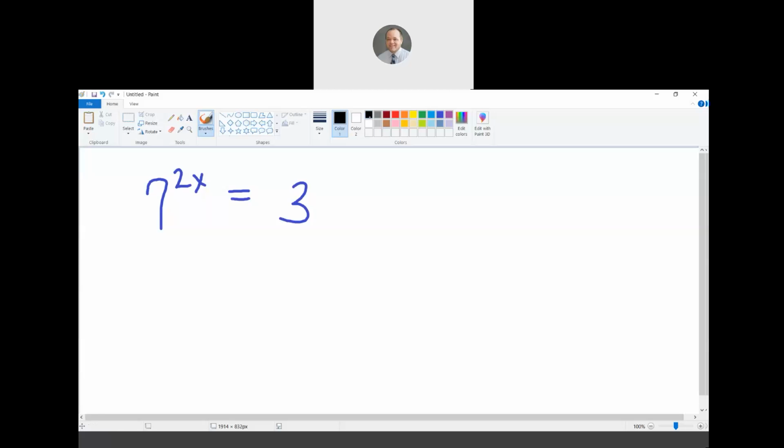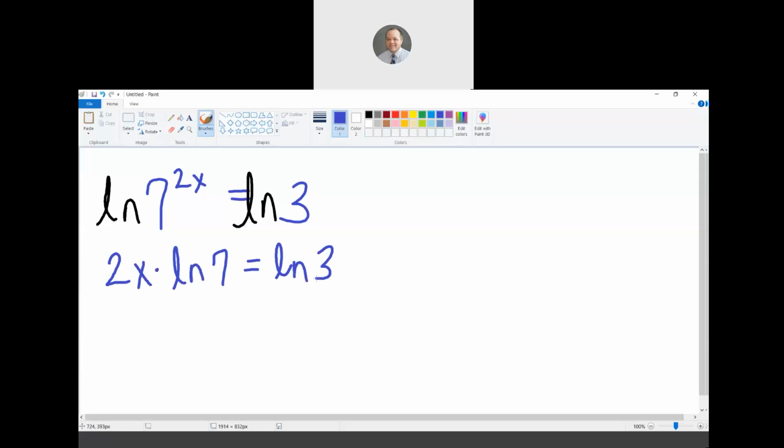What you do is, remember that natural log function I introduced to y'all earlier. We're going to take the natural log, or ln, of both sides. Now, on the left side, remember that both log and natural log have the same properties. So we can take that 2x exponent and move it to the front. So we have 2x times natural log of 7 equal to the natural log of 3.